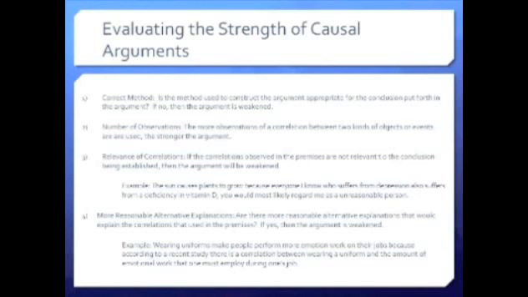What I mean by this is that we want to make sure that we are being consistent with the body of knowledge that we currently have, and we want to keep ourselves from positing new causal relations if there are pre-existing causal relations that can already explain the effects in question. So, for example, consider this argument. Wearing uniforms makes people perform more emotion work on their jobs because according to a recent study, there is a correlation between wearing a uniform and the amount of emotion work that one must employ during one's job. This argument is positing a new causal relation between uniforms and emotion work performed on the job. One might think that this is a strong argument, but it is not.